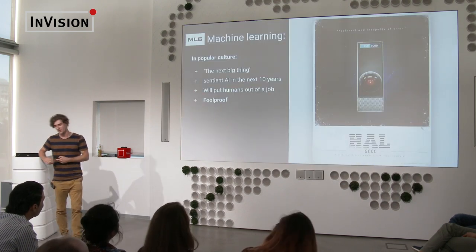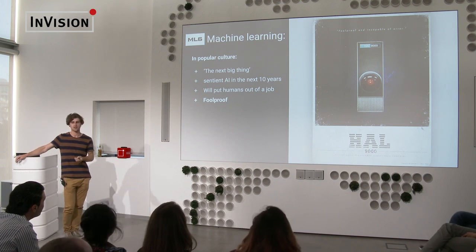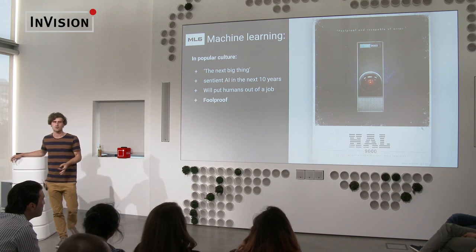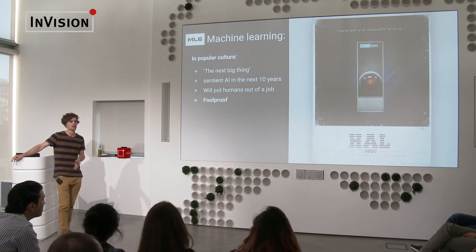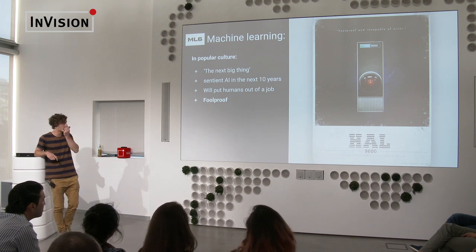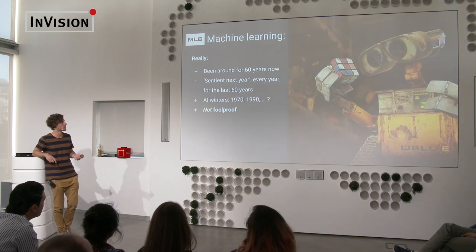All right, so neural networks are doing hierarchical feature composition, and you can do really fancy stuff with them. But I'd also like to show that there are still a lot of cases where machine learning doesn't work as well as we would like it to. People have been saying that machine learning and AI is going to be the next big thing, that it's going to be sentient in the next 10 years, that it will put all of the humans out of a job, and that it's really foolproof. But the thing is, they've been saying this for a really long time.